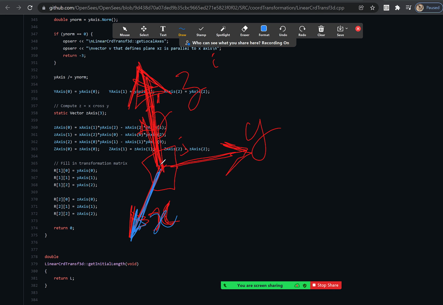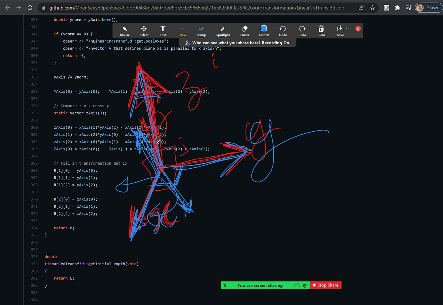You as a user define some sort of little vector here that is in the plane. So it doesn't even have to be orthogonal to x. Then the computer is going to take the cross product, compute the local y, and then so these are right angles, and then it's going to take the cross product of those two and compute the local z. And that's it.